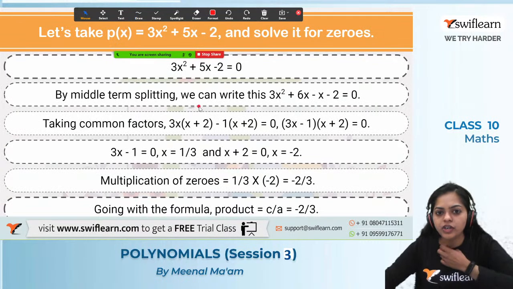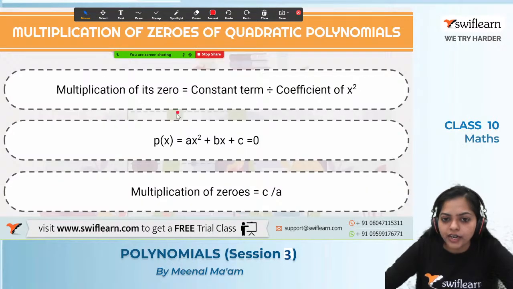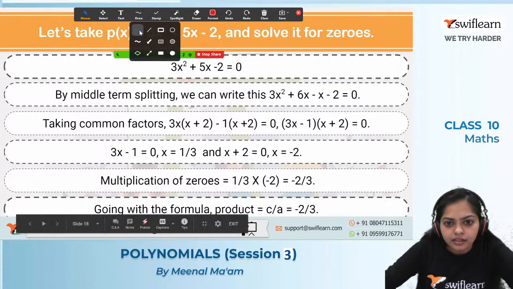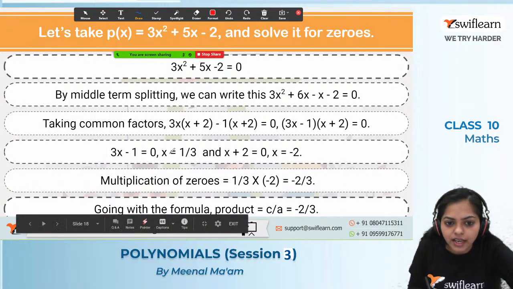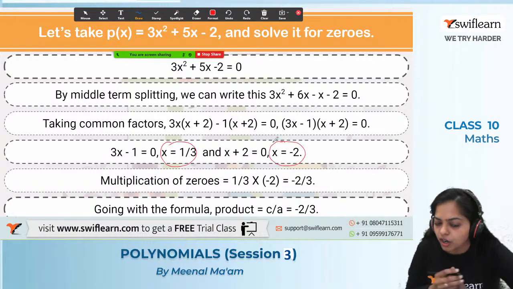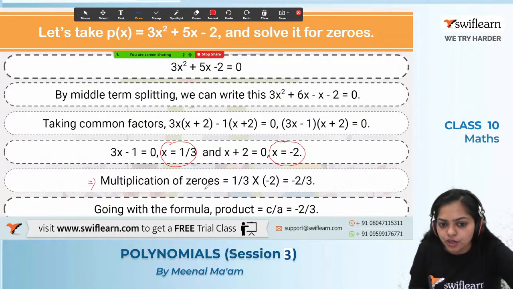Here is one question: 3x square plus 5x minus 2. Actually, this is the same question that we have already solved. So what are the two zeros that we found here? The first one is x equals 1 by 3 and the second one is x equals minus 2. Alright. Now, let's check the multiplication this time. The multiplication of zeros will be 1 by 3 multiplied by minus 2. That is, we will get minus 2 by 3.